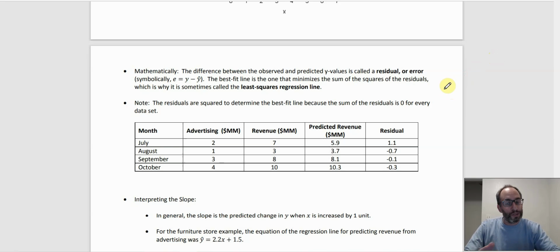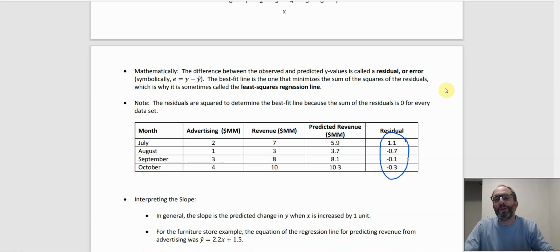And you can't use just the regular residuals, because for any data set, the residuals always add up to 0. And you can see them right here. If you added up those 4 numbers, you would get 0. Those 3 on the bottom, if you add them together, you get negative 1.1. Then you add that to 1.1, and that's 0. Because you always subtract in the same order. It's always observed minus predicted. And if you look, that's the way I did all those subtractions, right? 7 minus 5.9 is the positive 1.1. And then 3 minus 3.7 would give you the negative 0.7 and so forth.